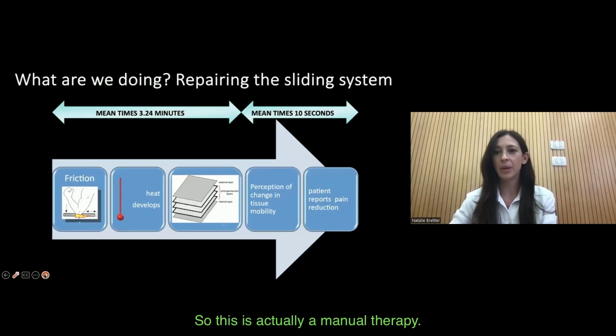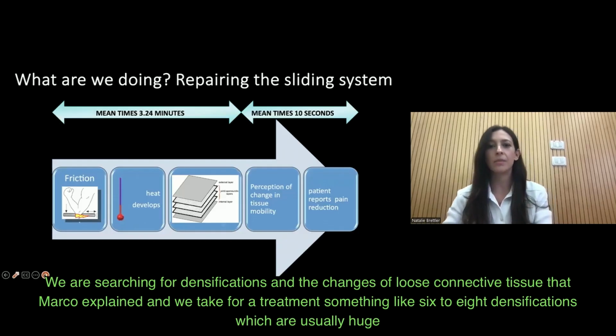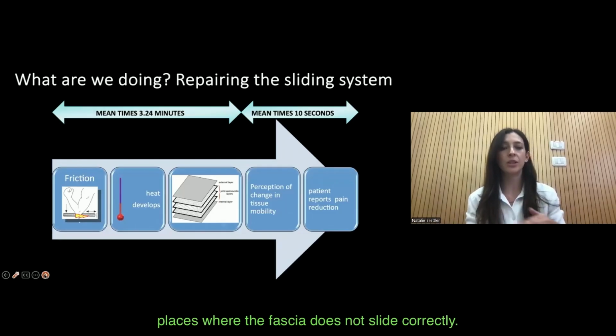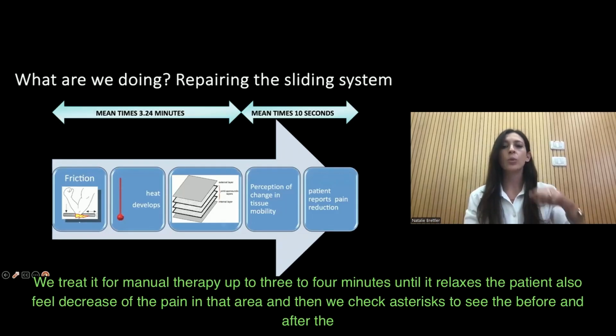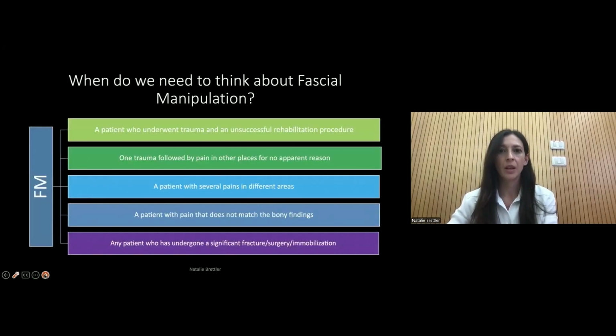So this is a manual therapy. We are searching for densifications, the changes of loose connective tissue that Marco explained. And for a treatment we take something like 6 to 8 densifications, which are usually places where the fascia does not slide correctly. We treat them with manual therapy for up to 3 to 4 minutes until it relaxes. The patient also feels a decrease of the pain in that area. And then we check the asterisks to see the before and after the treatment.